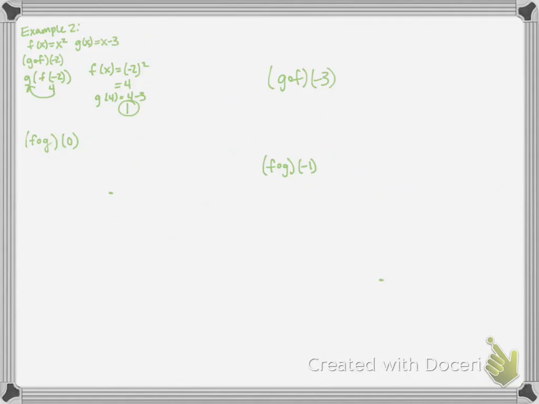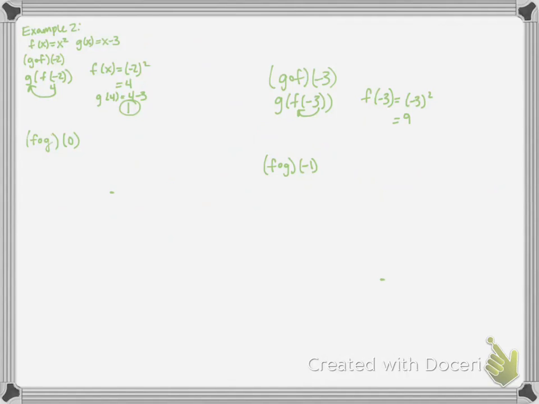Okay, if I move over, this time I got a negative 3, so I got g of f of negative 3. This time we're plugging it into my f equation again. So remember, I take out a letter, put in a number. I need to use parentheses, so I got negative 3 squared, which gets me 9. Now I got to take that and plug it into my outermost thing, so my g. So I got g of 9 represents 9 minus 3, which is 6. So my answer this time is 6.